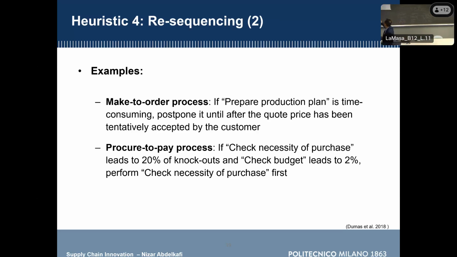Now, the procure to pay process: check necessity of purchase leads to 20% of knockout and check budget leads to 2%.